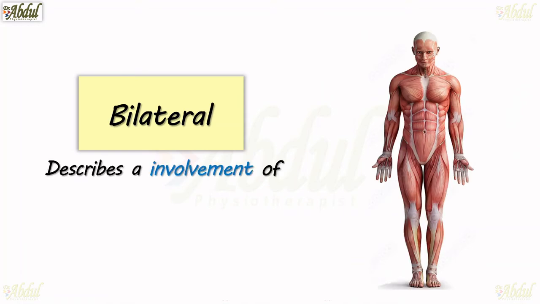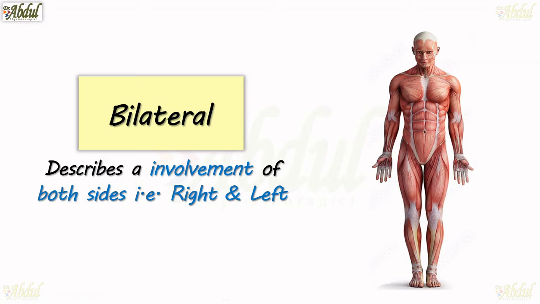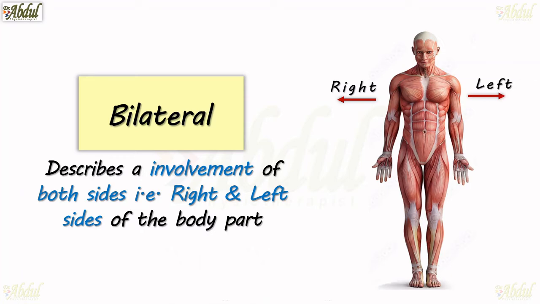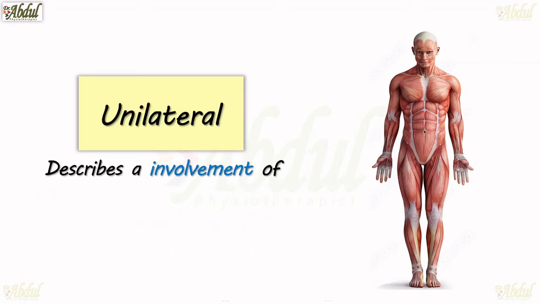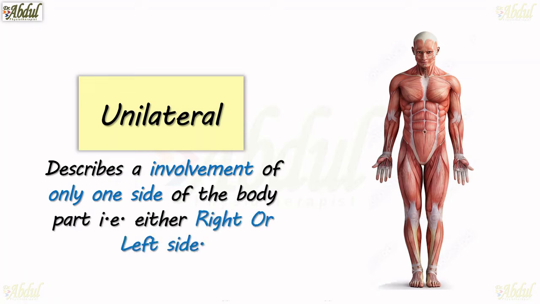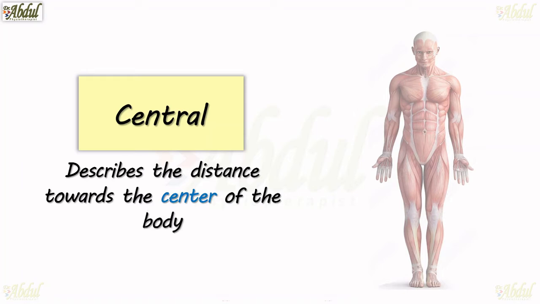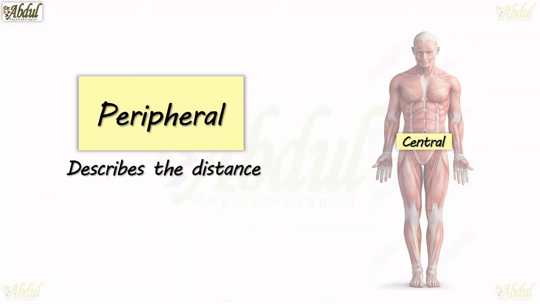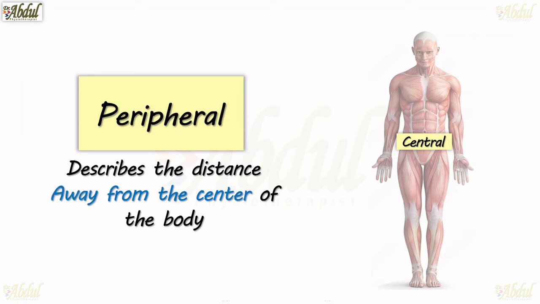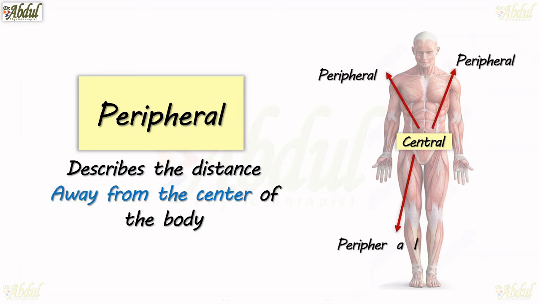Bilateral describes an involvement of both sides, that is right and left sides, of the body part. Unilateral describes the involvement of only one side of the body part, that is either right or left side. Central describes the distance towards the center of the body. Peripheral describes the distance away from the center of the body.